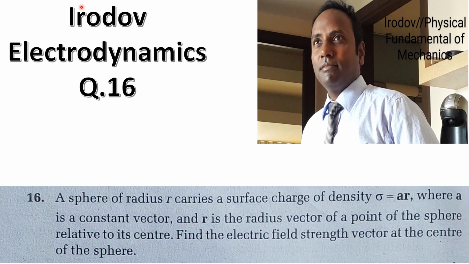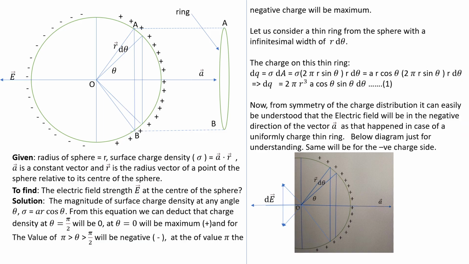This question has been taken from Irodov electrodynamics question number 16. The question says: a sphere of radius r carries a surface charge density of sigma equal to a dot r, where a is a constant vector and r is the radius vector of a point of the sphere relative to its center. Find the electric field strength vector at the center of the sphere. So let us solve this question.